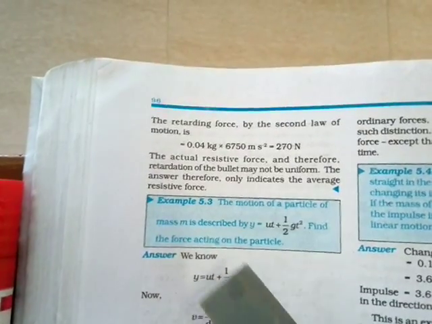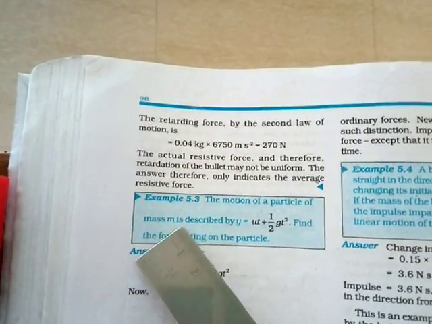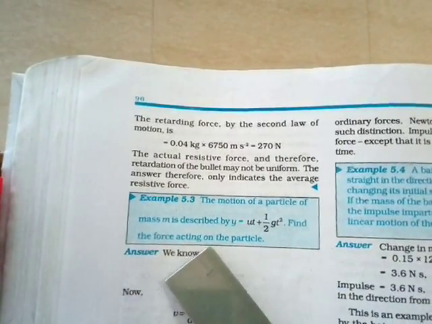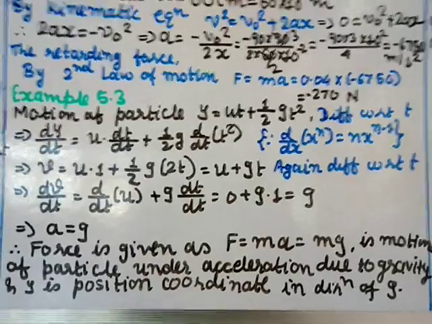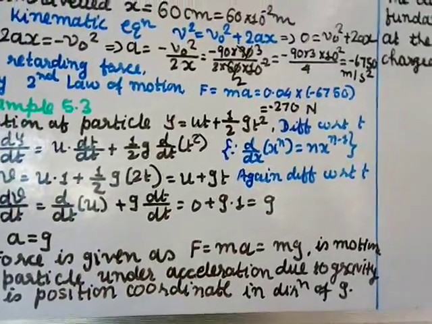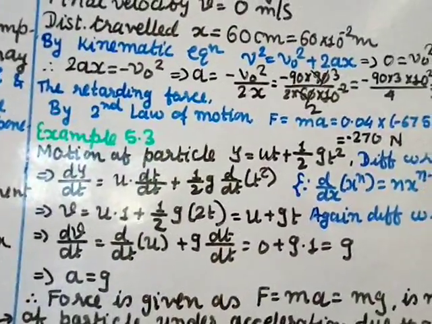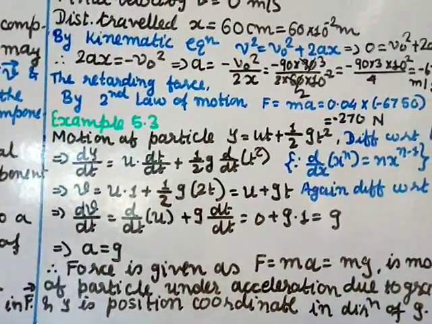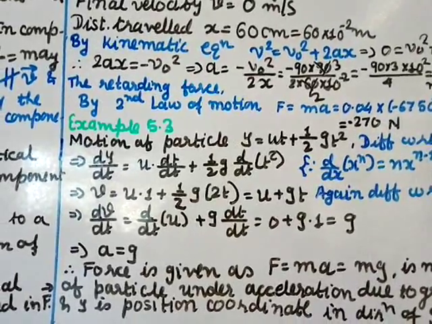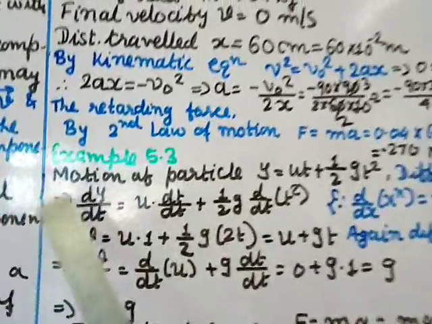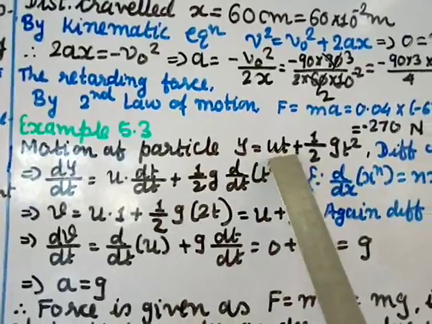Example 5.3. The motion of a particle of mass m is described by y equals ut plus 1 by 2 gt square. Find the force acting on the particle. In this example, they have asked you to find the force, that is, you have to use the second law of motion, F equals ma, right? For that, first, they have given us the motion of the particle in y form, that is displacement form. So from y we'll find the velocity, from velocity we'll find the acceleration, and with the given mass we'll find the force. Okay, so the motion of the particle, y equals ut plus 1 by 2 gt square.